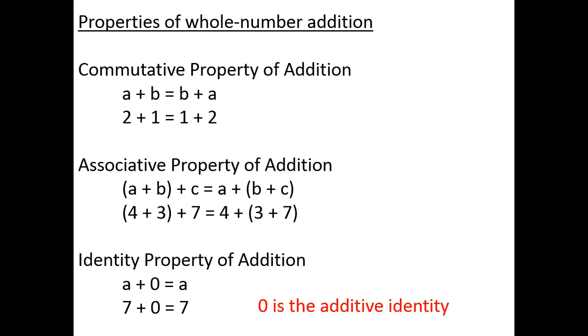0 has a special name then because of this property. It's called the additive identity. 0 is a number that we can add to any number and not change the value of that number.